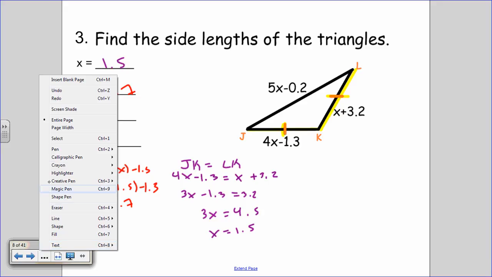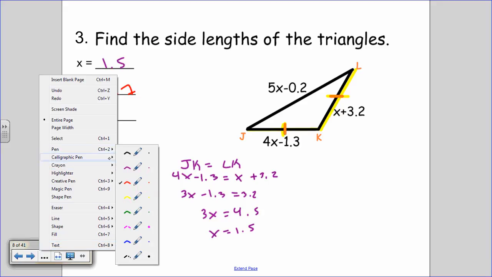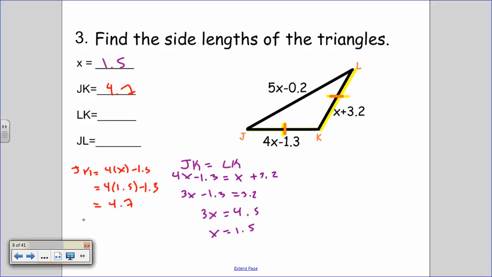LK is supposed to be the same length as JK, but let's be sure. So LK is equal to x plus 3.2. X is 1.5 plus 3.2. So that would be 4.7 again, which is true.